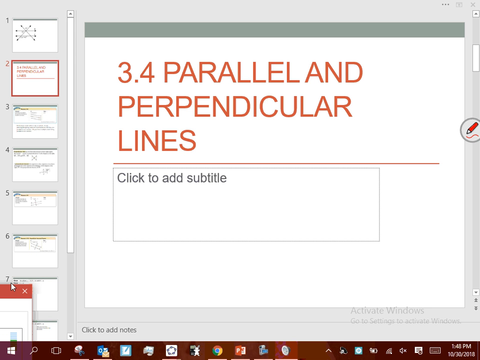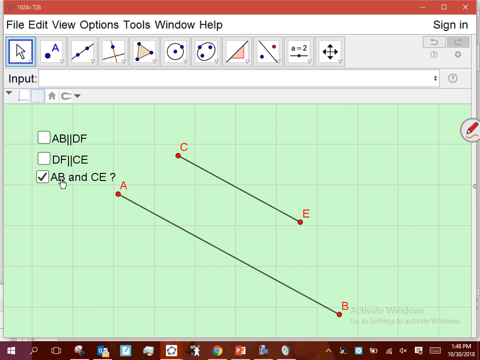All right, so 3-4, parallel and perpendicular lines. What we need to be able to do here is eventually define what it means to be perpendicular. But as we go through some of this, I want to show you the visual before I give you the theorem. I like to see the relationship we're trying to define inside a theorem before we see the verbal phrase, because I think it's easier that way.